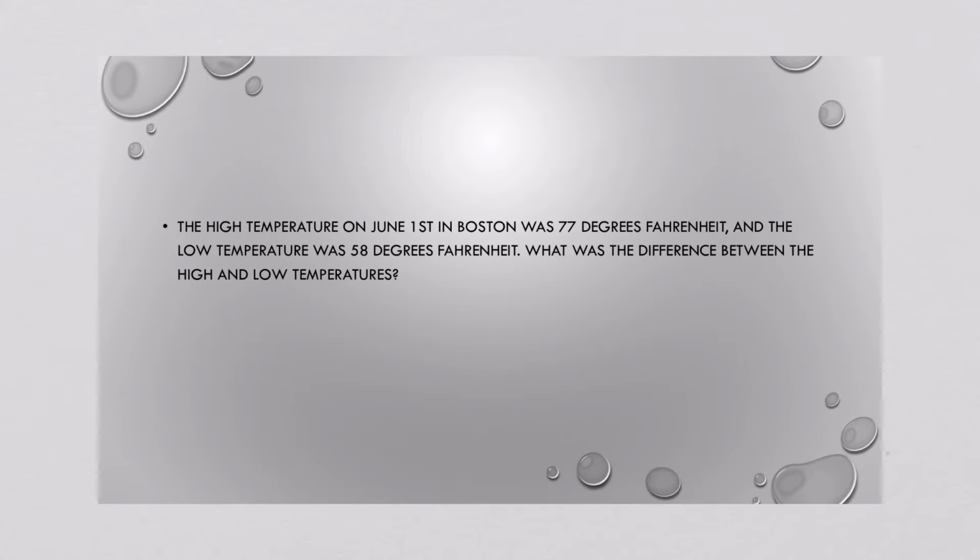All right, this problem's a lot like the last one. It says the high temperature on June 1st in Boston was 77 degrees Fahrenheit, and the low temperature was 58 degrees Fahrenheit. What was the difference? Notice the word difference again, between the high and the low temperatures. So I've got 77 minus 58.